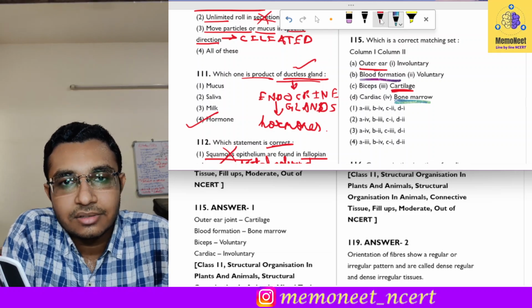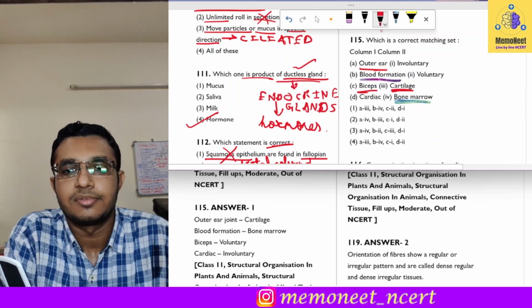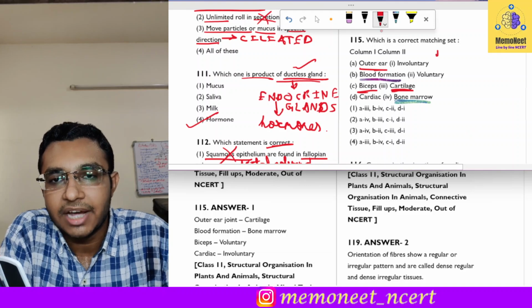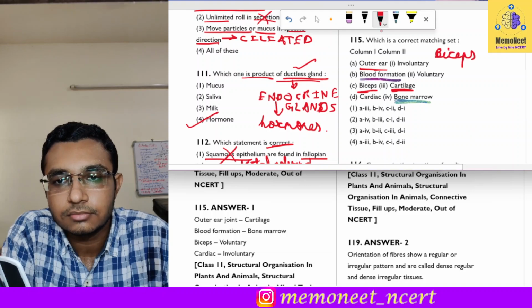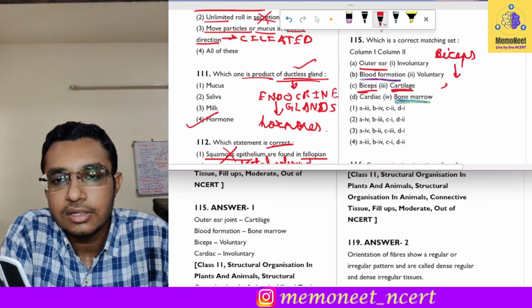Next is biceps. So what is biceps? Biceps is a skeletal muscle.